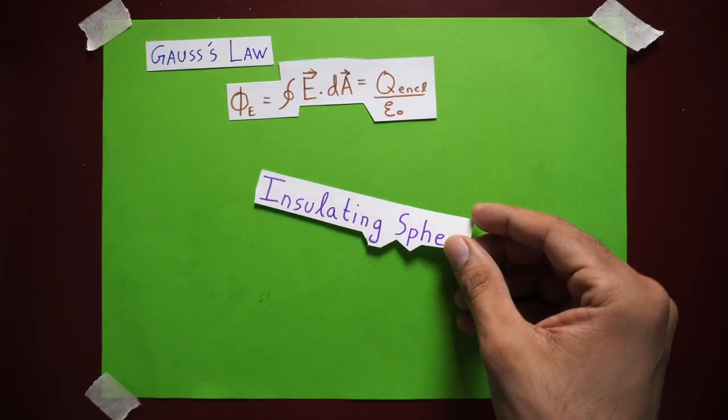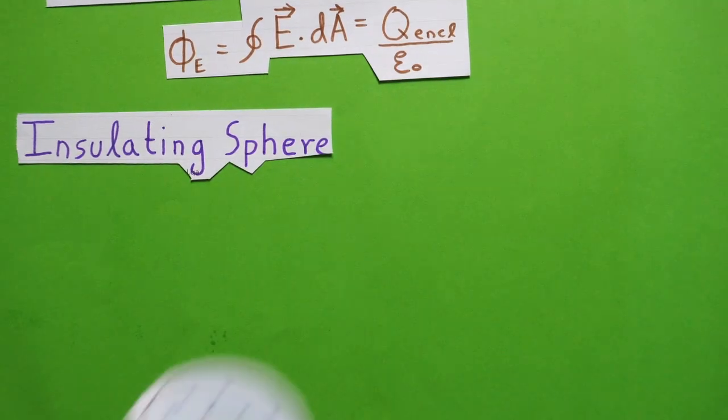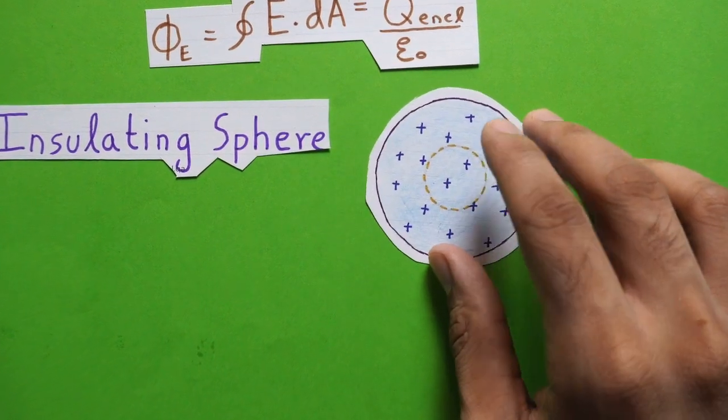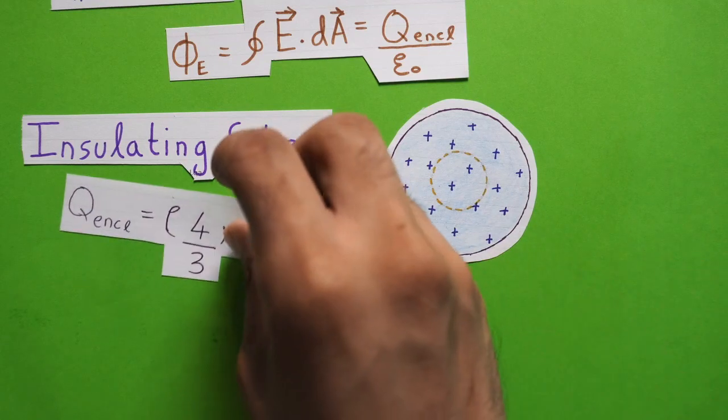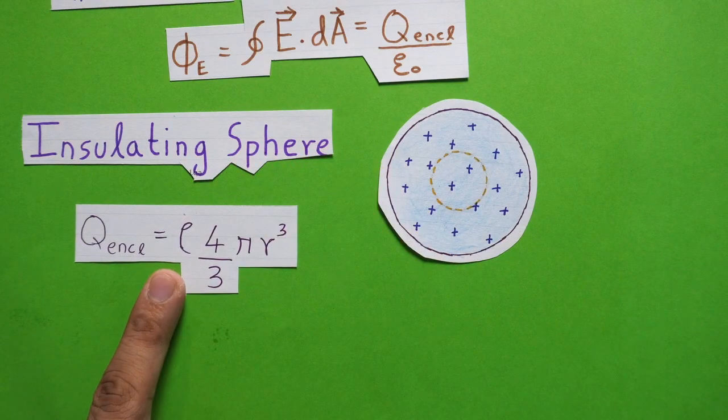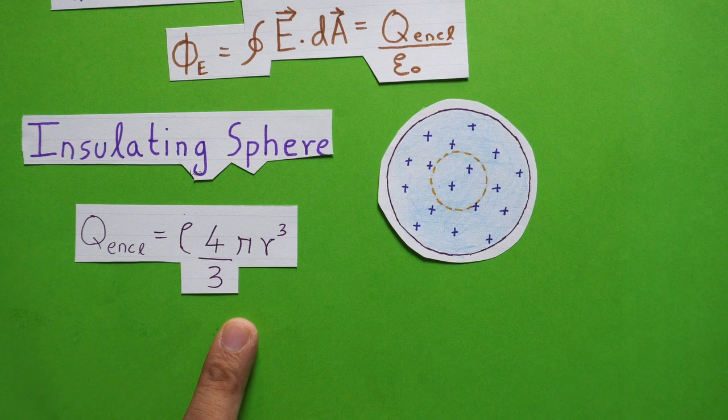But now, let's say you have an insulating sphere. The insulating sphere will have charge not moving anywhere and staying inside the sphere. The charge enclosed is going to be represented by the charge density times the volume of the enclosed sphere.